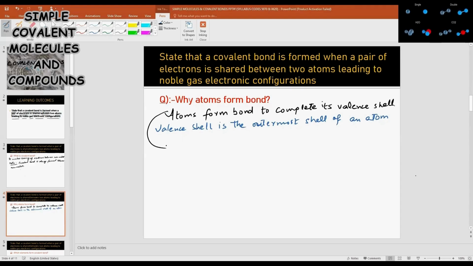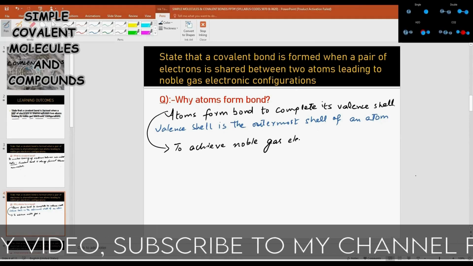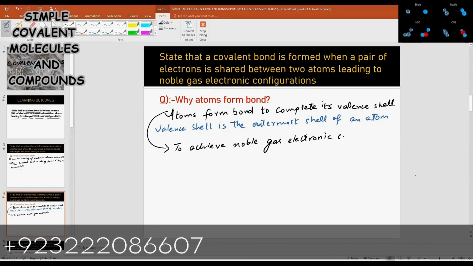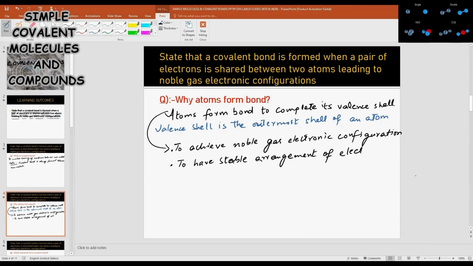So for this statement, to achieve a noble gas electronic configuration, you can also write to have a stable arrangement of electrons.